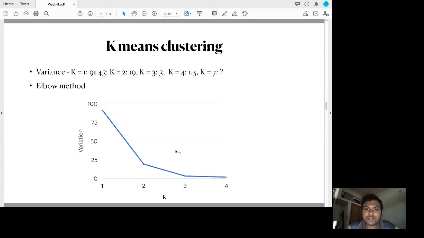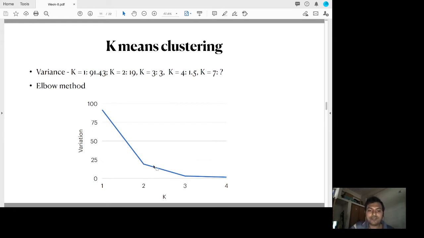That is known as the elbow method. It's like when you bend your arm: the point where your elbow hinges is the value of k that you will select. For example, I have plotted the values which I calculated in the last slide. For k equal to 1, it is 91.43. For k equal to 2, it comes down to 19. For k equal to 3, it comes down to 3, and for k equal to 4, it comes down to 1.5. It will go down to 0 as I increase k to 5, 6 and 7, but I have not shown those.